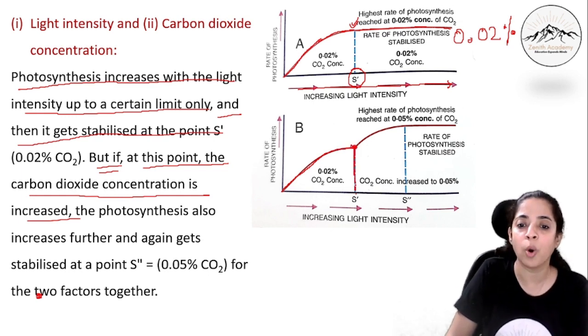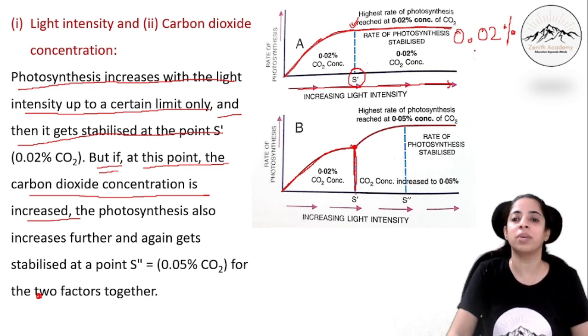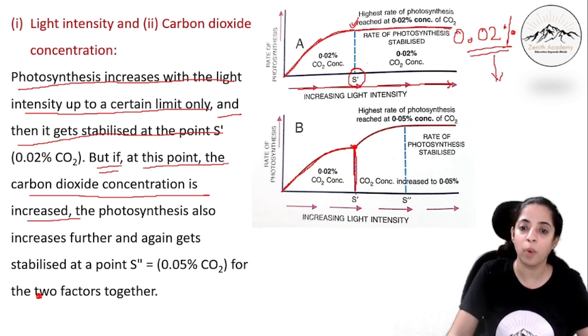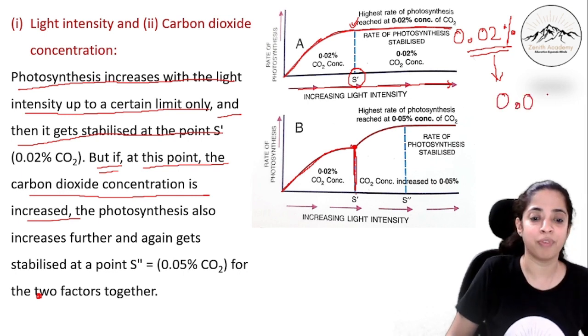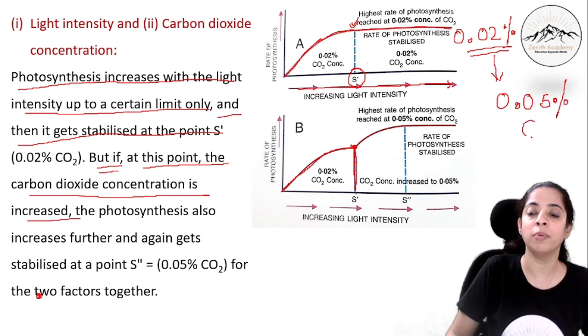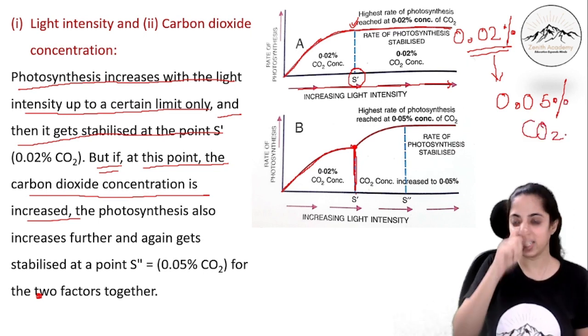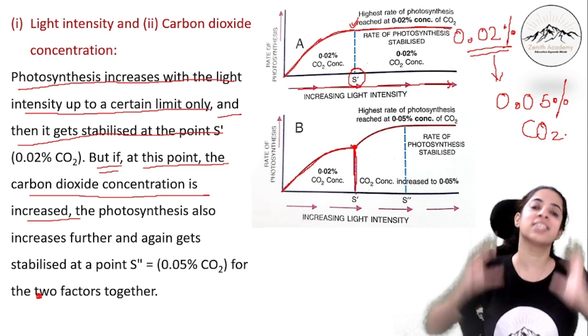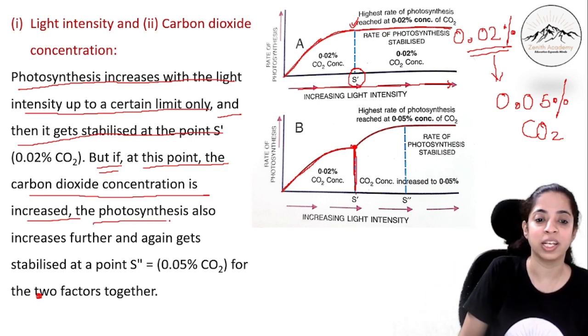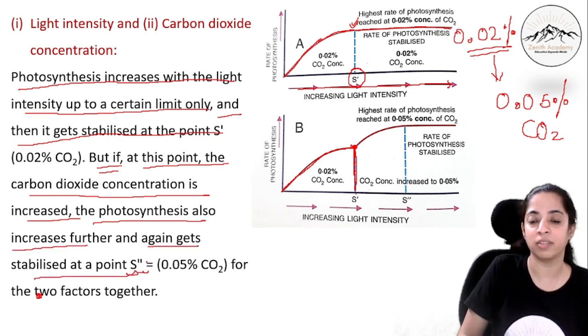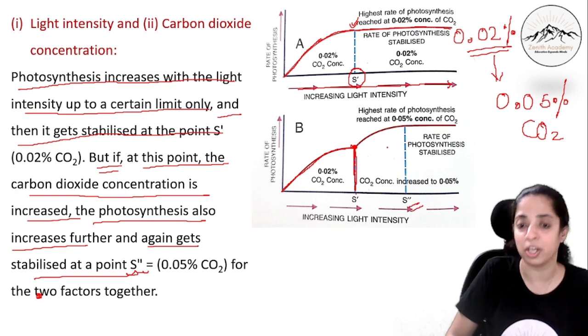But at this point, if I increase the carbon dioxide concentration from 0.02 to say 0.05%, the light intensity remains the same, but if I increase the concentration of carbon dioxide, then the photosynthesis also increases further, and then again it gets stabilized at another point, which is mentioned here by S double dash. So here you see it is again increasing, but again it will get stabilized here.